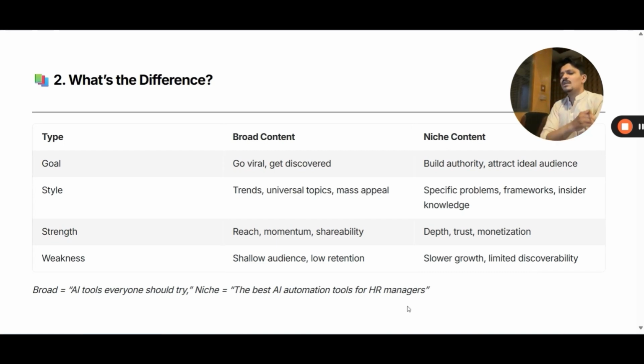Now, if I have to give you an example, right? For example, if you are in the AI industry and you want to talk about AI tools, this is how you're going to package your content. If I have to package something about AI tools in a broader style, what I'm going to do is: AI tools everyone should try, right? This is for everyone, so this is a broader kind of packaging. If I have to execute this in niche style, what I'm going to do is: the best AI automation tools for HR managers, right? You can see that I have limited the audience with my title right here. So this is the approach, and this is the differentiation that I'm talking about. Just make sure that this is the main difference, right?